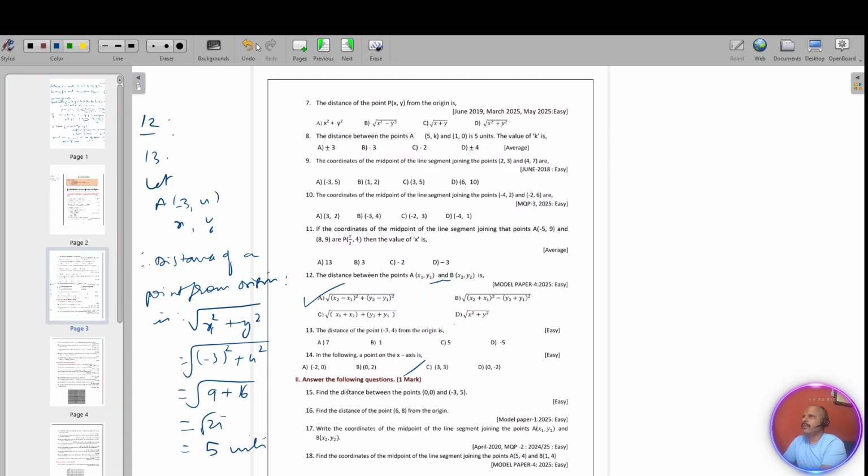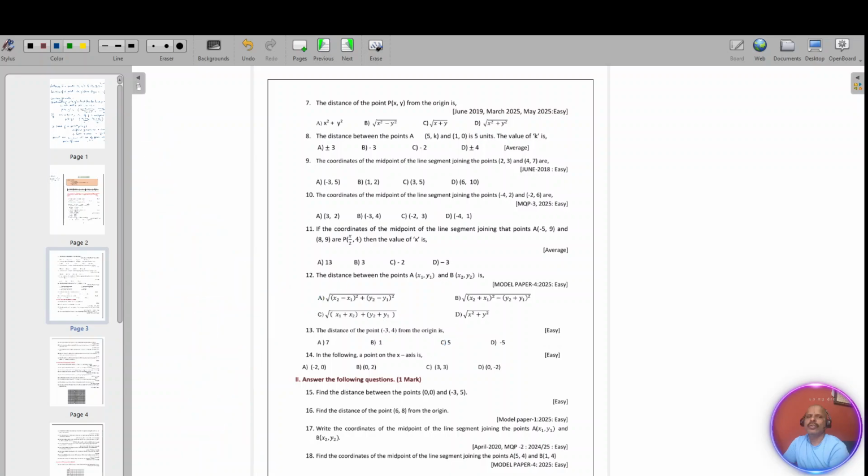Okay, we'll see the 14th one. Don't assume that because the government has released answers also, all answers are perfect. There is so much deviation between the question and answer. Example, this itself. In the following, a point on the x-axis. We saw that a point on the x-axis means (x, 0) will be there. Means the x coordinate will have a value, the y coordinate will have 0. So this is the answer.